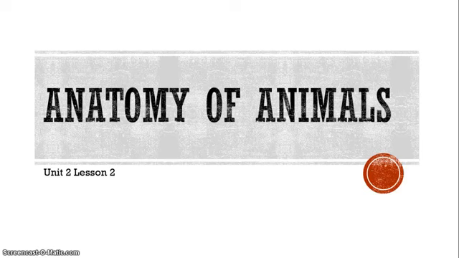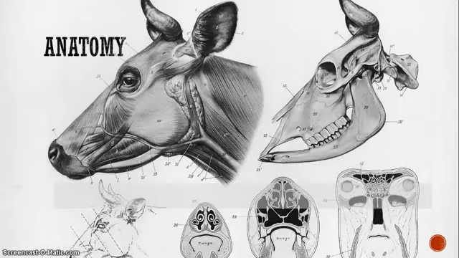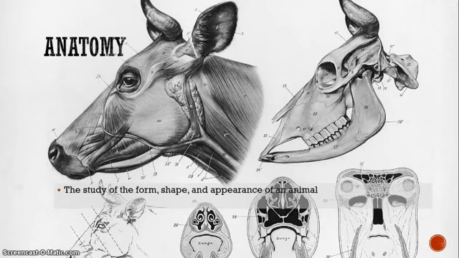Today we're going to talk about the anatomy of animals. So what is anatomy and physiology? Animals are complex organisms with systems and processes that allow them to carry out activities to remain in a living condition. Anatomy is the study of the form, shape, and appearance of an animal. Since mammals are among the most common animals, most of the information on anatomy today will focus on these animals.